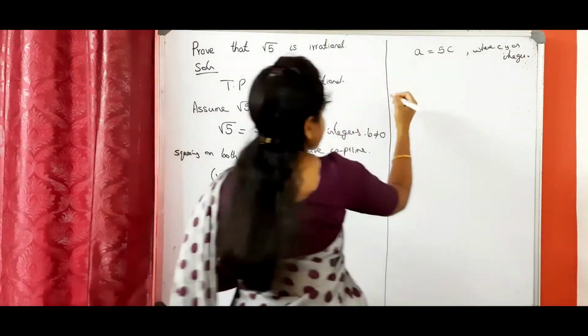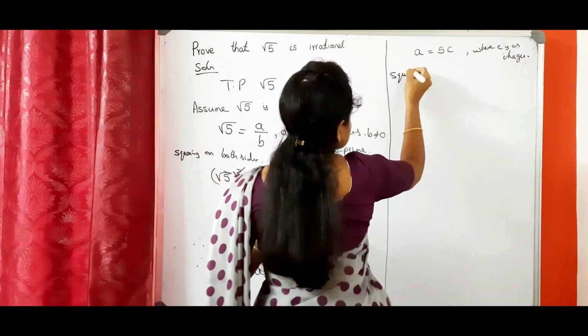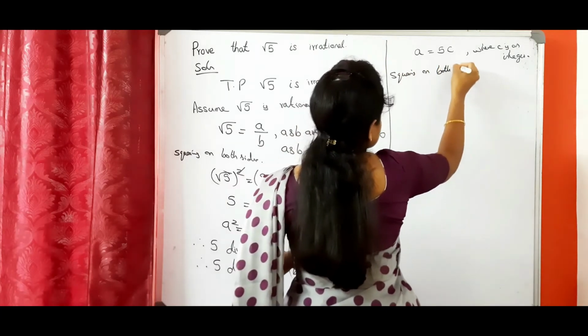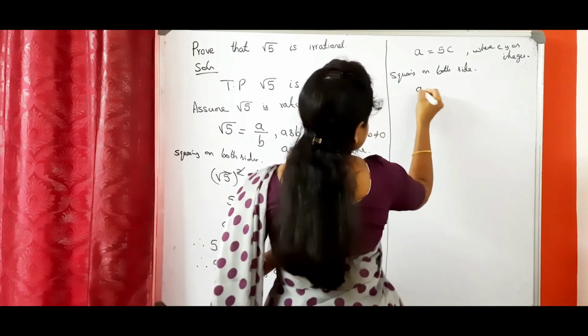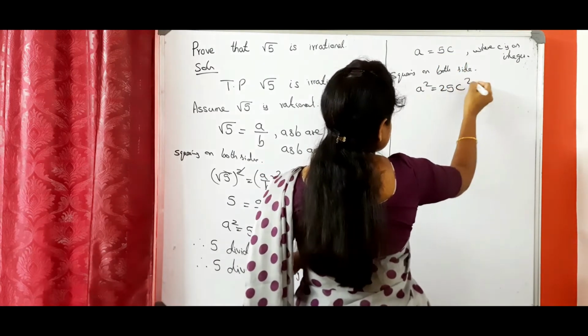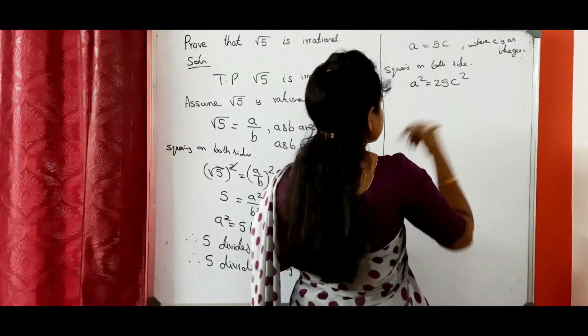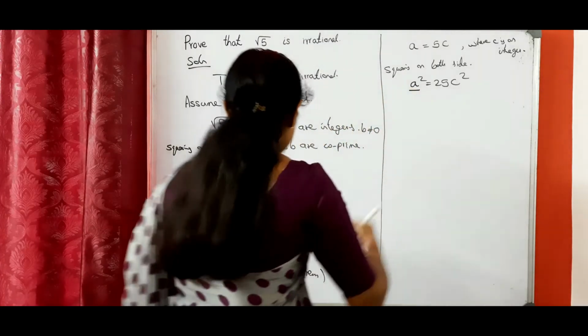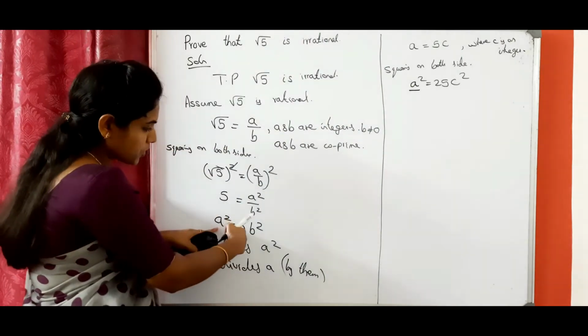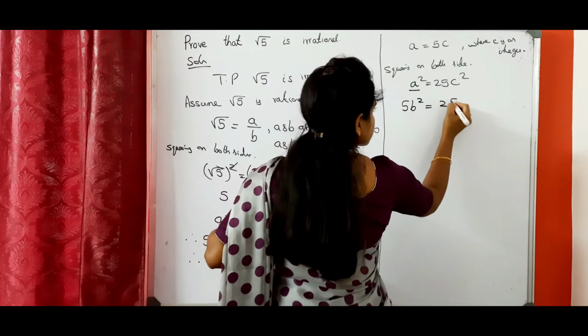Next, squaring on both sides. Same only, squaring on both sides. Squaring on both sides means A square equal to 5 square, 5 square 25, then C square. A square equal to 25 C square. Now we need to apply the A square value. What is A square? A square equal to 5B square. So 5B square equal to 25C square.